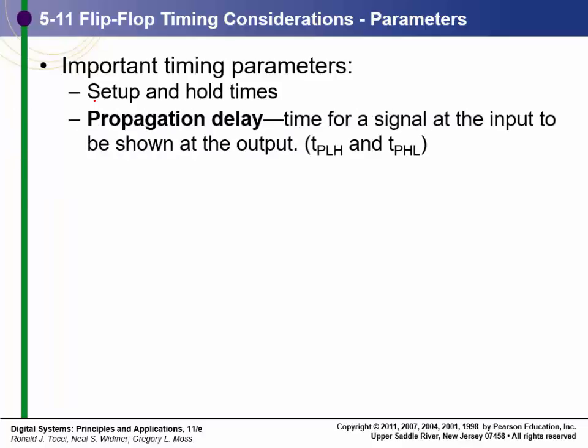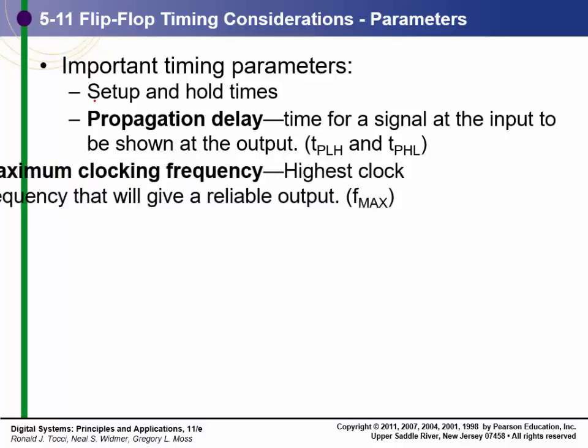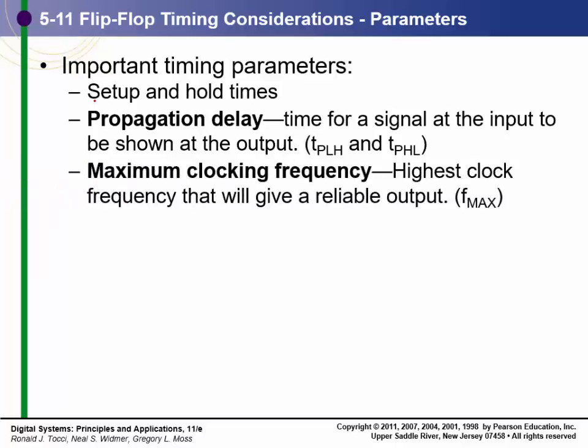Propagation delay is the time for the signal to get from the input to the output. In the case of a flip-flop, it's the time from the clock transition till the outputs are valid. In the case of an AND gate or OR gate, it's the time from when the inputs change till the outputs are valid. And then there's the maximum clock frequency that will give you reliable output.